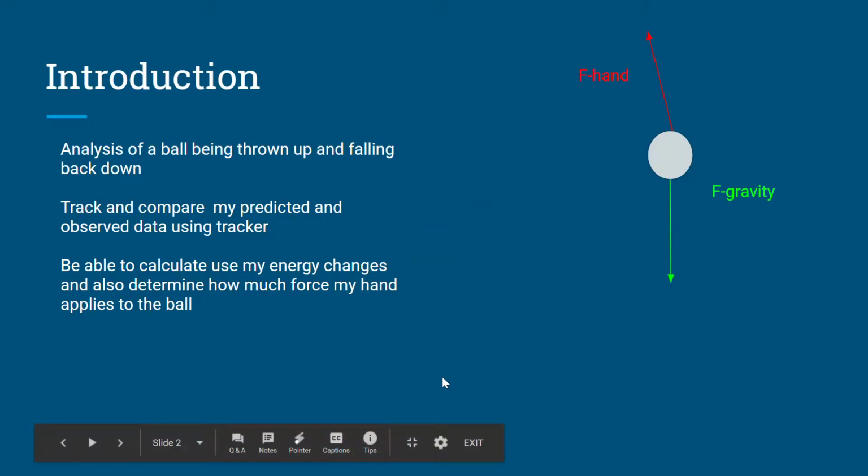For this lab, we were given freedom to choose what we wanted to discover within the physics that we have learned, and I have chosen to analyze a ball that has been thrown up and has fallen back down in a bell curve style of motion. I wanted to track and compare my predicted data and my observed data using Tracker and a GlowScript code that I have written, and I wanted to calculate the energy changes and also determine how much force my hand has applied to the ball.